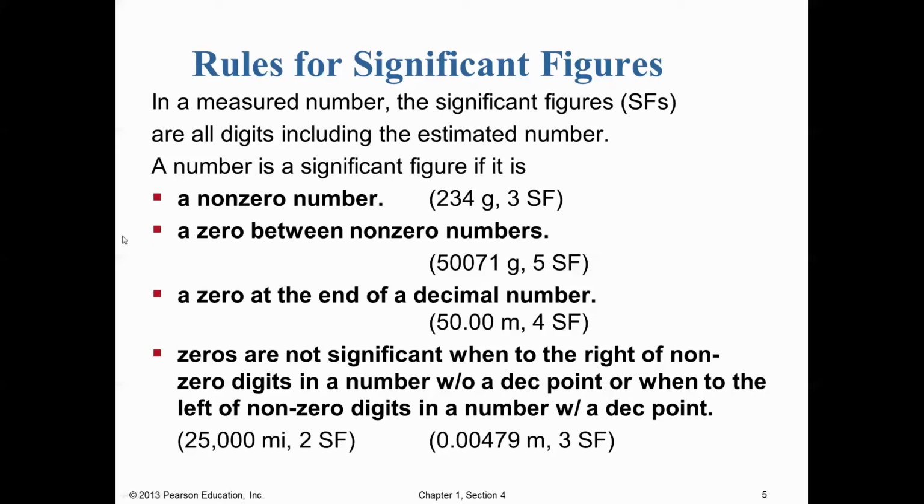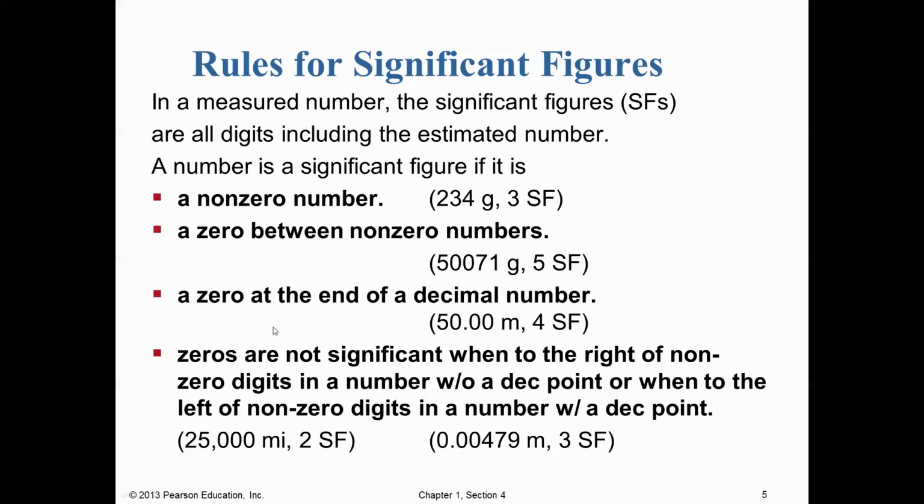Zeros are more complicated. Sometimes zeros are significant and sometimes they are not. One time in which they are significant is when they're sandwiched between non-zero digits. In the example right here of 50,071, our zeros are sandwiched between non-zero digits, and that means this number is known to 5 significant figures. These sandwiched zeros are actually part of our number.